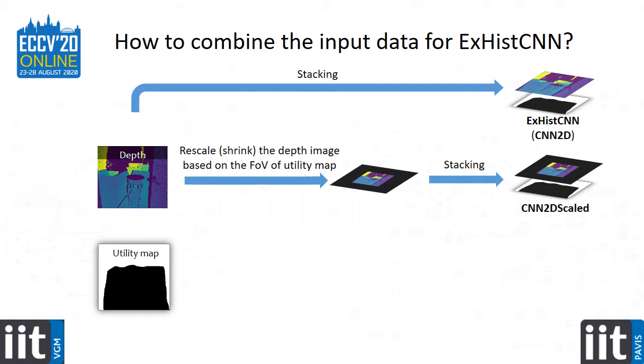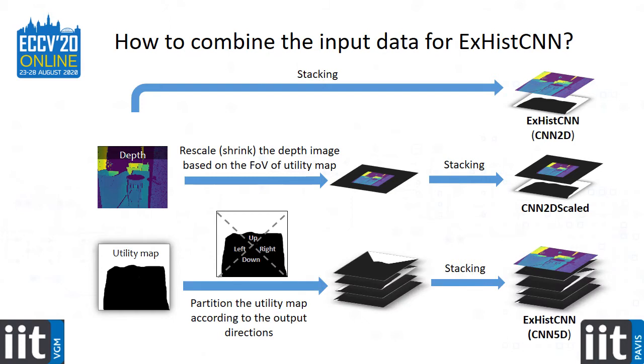Moreover, to facilitate the directional learning, we partition the utility map corresponding to each direction, and then stack the 4 partitioned utility maps with the depth image to form a 5-channel data. We name this model CNN 5D. Finally, to justify if the combination is actually beneficial, we also train models with either depth or the utility map or its partitioned version.